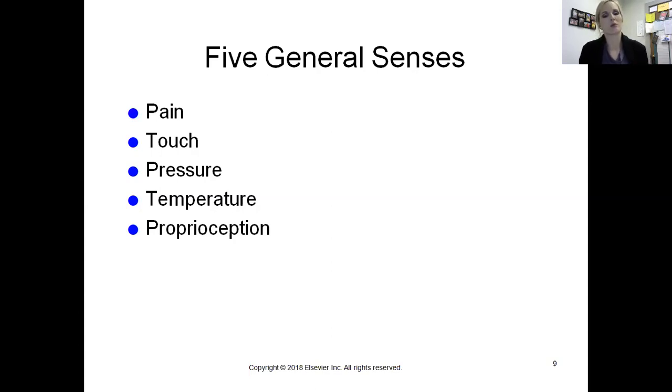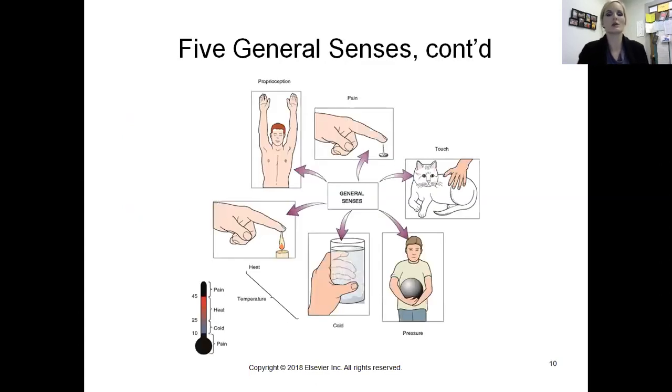And then, like I said, proprioception, which is understanding the body movements. So movements that occur internally and externally. So this is showing that particular picture of these different general senses. So pain, again, we feel pain pretty much everywhere, but there's an example of somebody touching a thumbtack. Touch, so petting a kitten there, and we can feel that the cat is soft. Pressure, so in this example, we can tell that this bowling ball is very heavy because of the pressure sensation that we can pick up on.